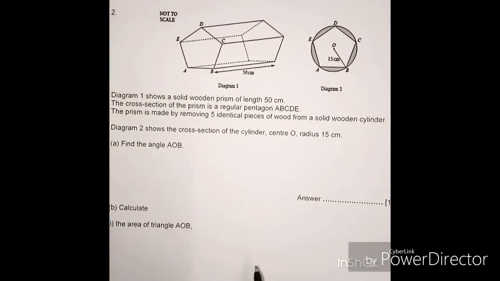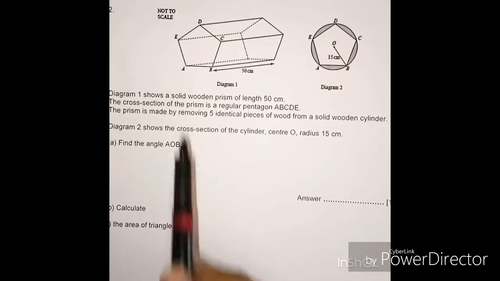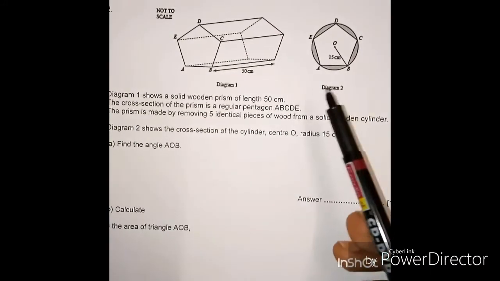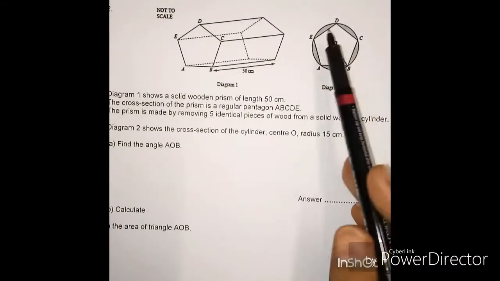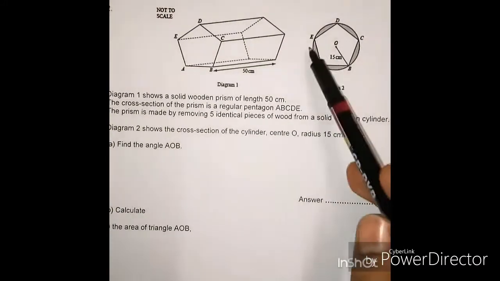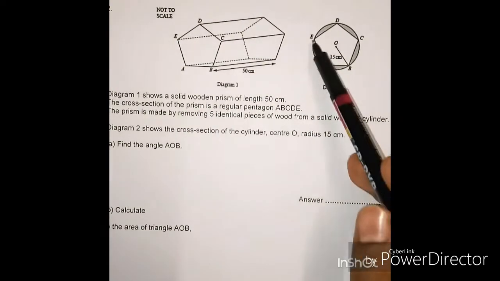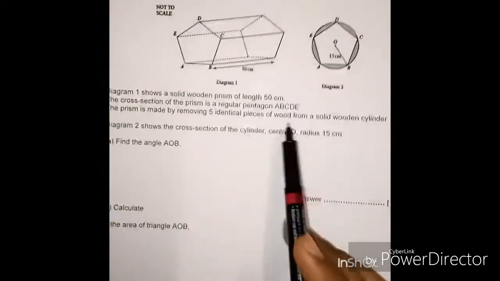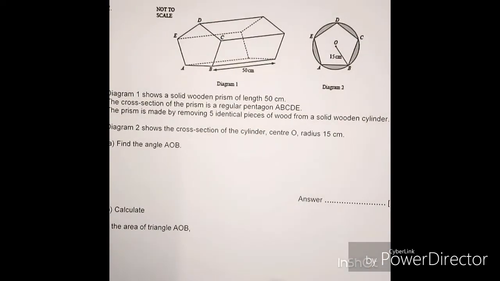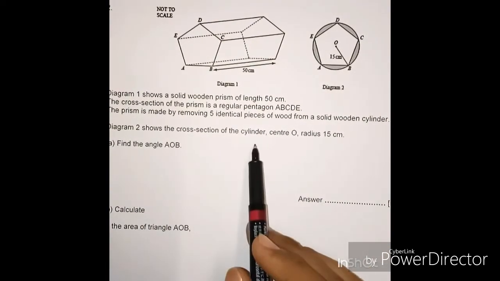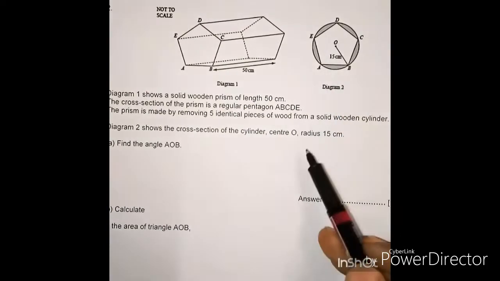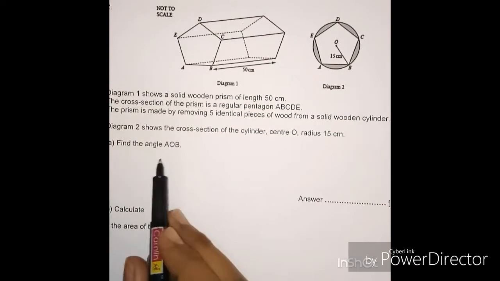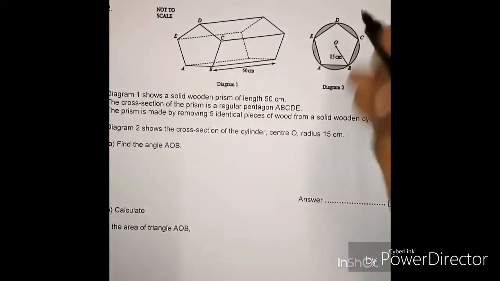In this sum, we are given a solid wooden prism of length 50 centimeter, and a cross section is also given to us of a prism which is a regular pentagon, which you can see over here. The prism is made by removing 5 identical pieces of wood from a solid wooden cylinder. Diagram 2 shows the cross section of the cylinder, center O and radius 15 centimeter. First part, we need to find the angle of AOB.